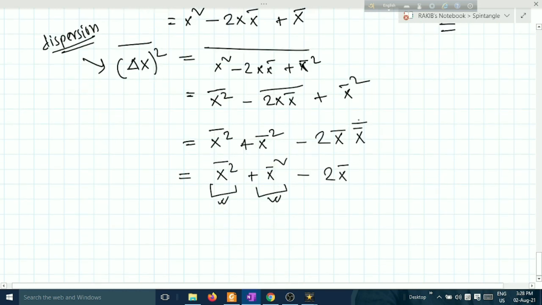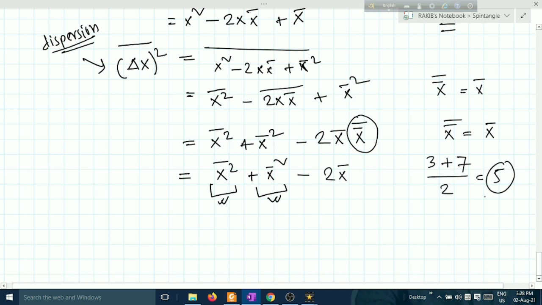This is x bar, and this term is what? x bar. It means only x bar, because you have taken the average the first time, and taking the average a second time will give what? The average. An average cannot have any other value. Suppose 3 and 7: what is the average? It is 5. You are taking the average of 5, meaning 5 plus 5 by 2, which is also the average value.